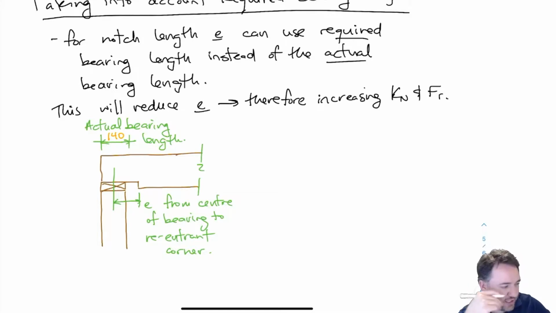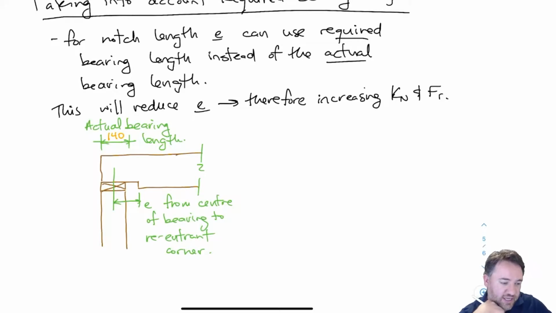I have a beam or a joist sitting on, for example, a light frame shear wall or something like that. My actual bearing length is 140, for example. So let's say it was a 2x6 wall. I'm going to find the center of that wall and calculate my notch length from the center of that wall to the reentrant corner. So that's an easy way.